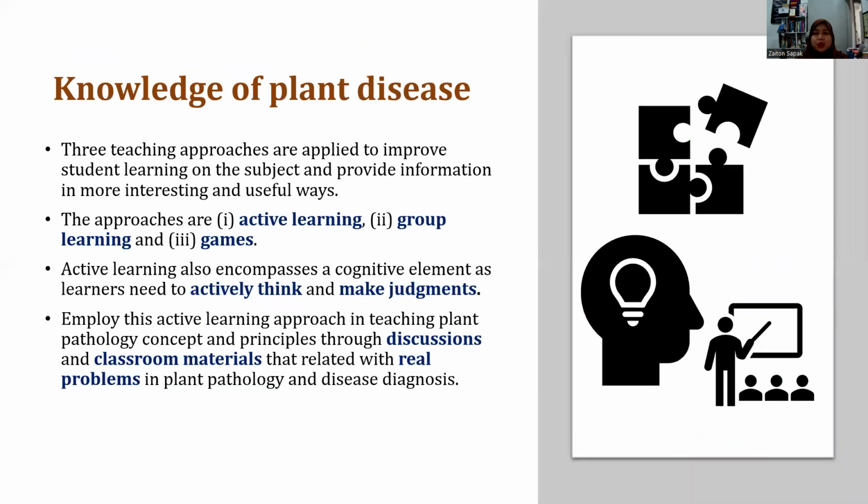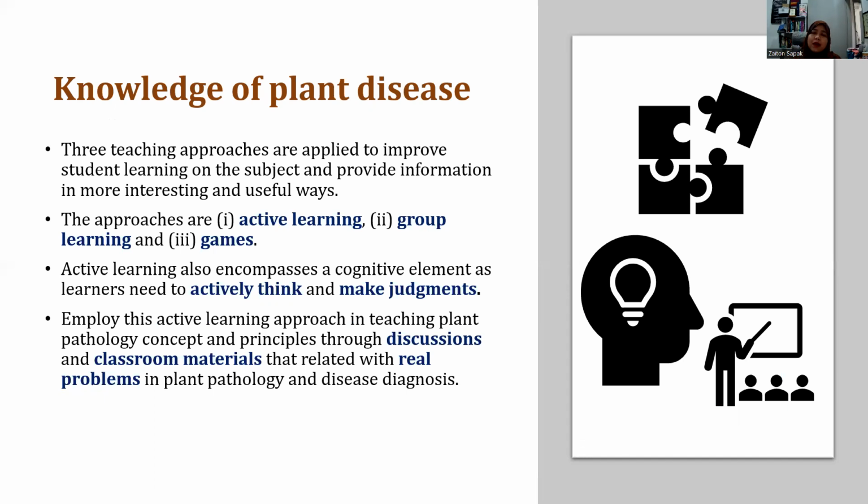All right, to make sure students understand the concepts and principles of plant pathology, which is very important for them to apply during the diagnostic test, we use this for knowledge transference of plant disease to the students. We use 3 approaches: active learning, group learning, and games. Active learning encompasses cognitive elements. A learner needs to actively think and make a judgment.